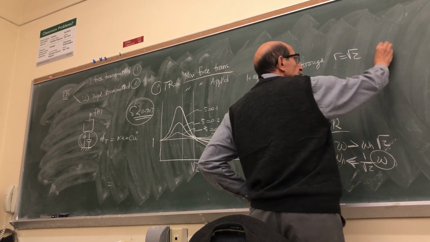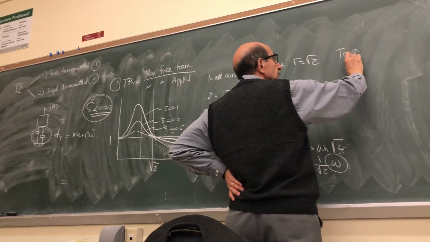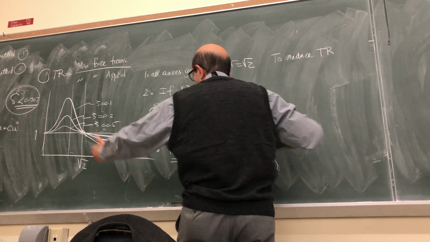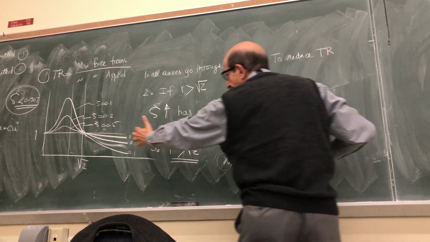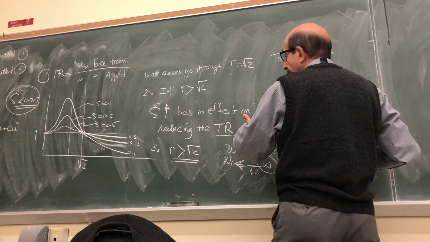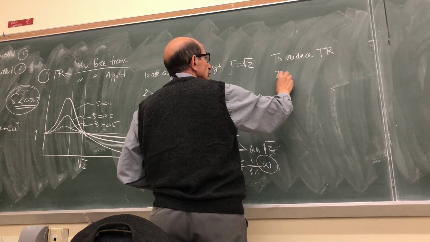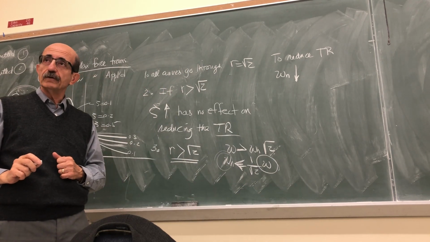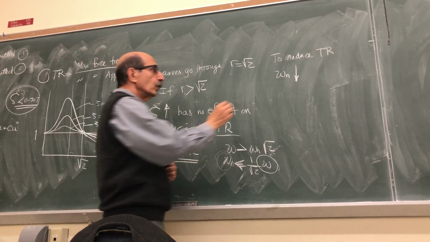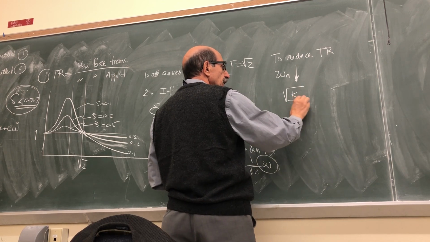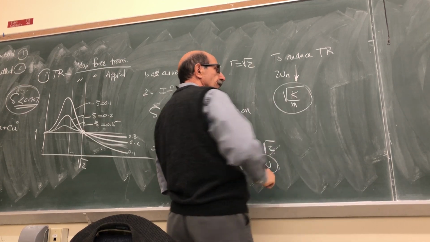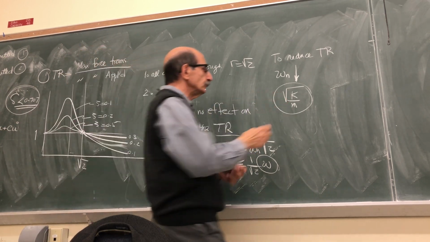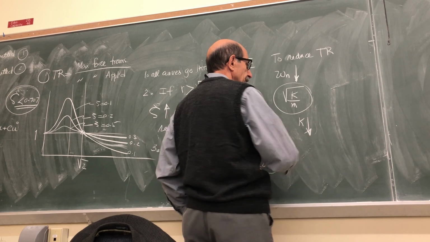So in other words, to reduce transmissibility ratio, you want to have as big of an R as possible. That means you need to reduce the frequency of the system, natural frequency of the system. Or in other words, you want to reduce K over M. Mass, you don't have much control over it. So you want to reduce K then, right?